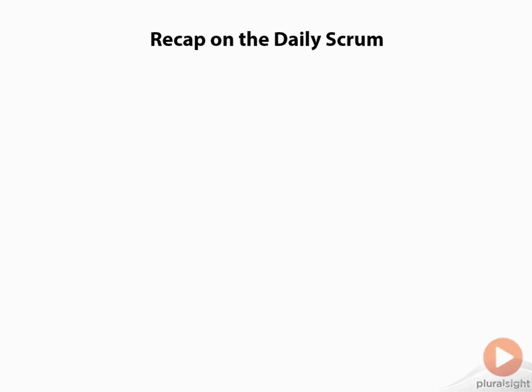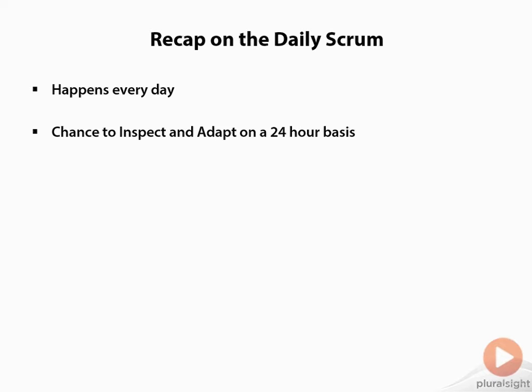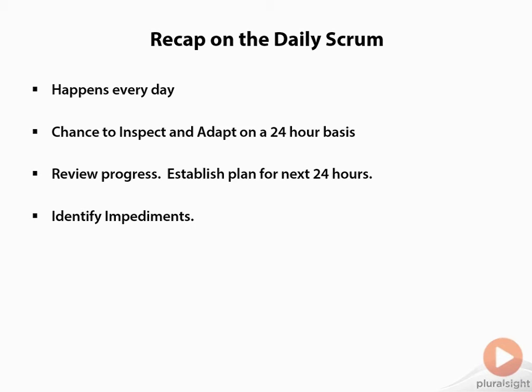So let's recap the daily Scrum meeting. It happens every day. That's why it's called the daily Scrum. And it's your chance to inspect and adapt on a 24-hour basis. So you're going to review the progress that the team has made so far. So the team is going to review its own progress and establish a plan for the next 24 hours. You're going to hopefully identify any impediments that have showed up.